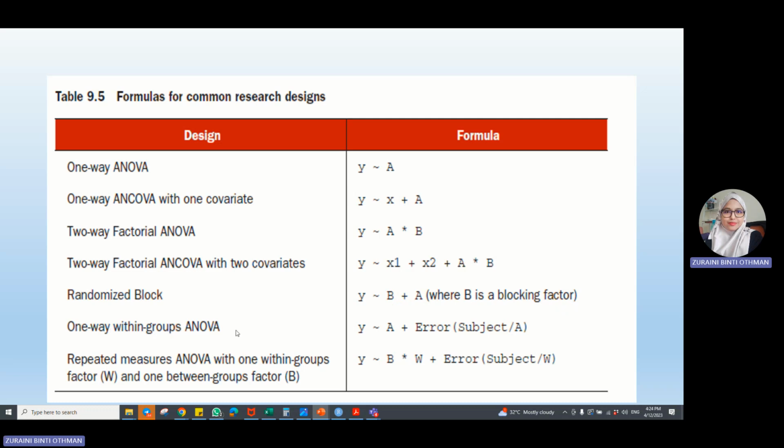And one-way within-group ANOVA is like this: A plus Error(Subject/A). Okay, and the repeated measures ANOVA with one within-group factor and one between-group factor B, just put it like this. When we have a within-group factor, we have to put Error(Subject/A). For the within-group factor W, it is Error(Subject/W).